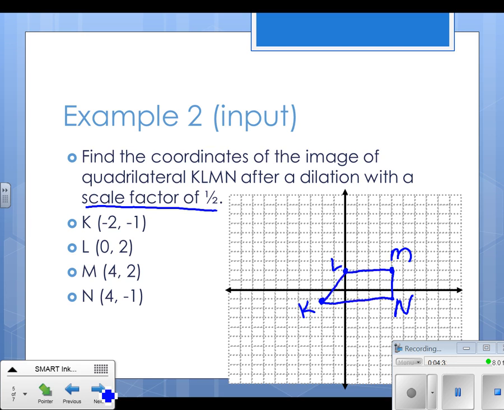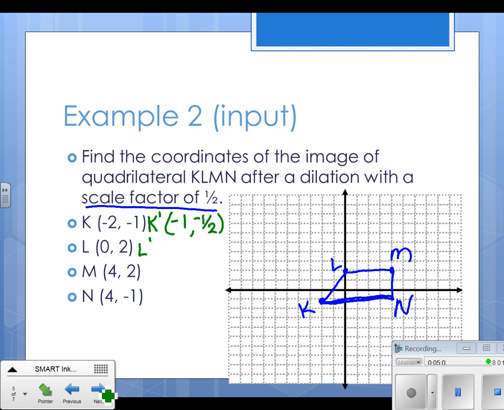And with a reduction, it's kind of down here. My smartboard's not accurate right here right now. Now with the reduction, it's going to get smaller. So what we do here is we take each point and we multiply the coordinate by 1/2. So K prime, we're going to take negative 2, multiply it by 1/2. 1/2 of negative 2 is negative 1. 1/2 of 2 would be 1. So that's where K prime will be.